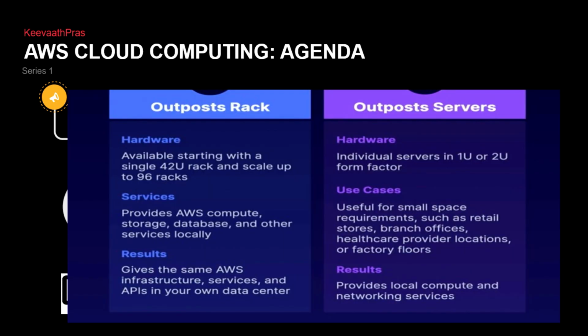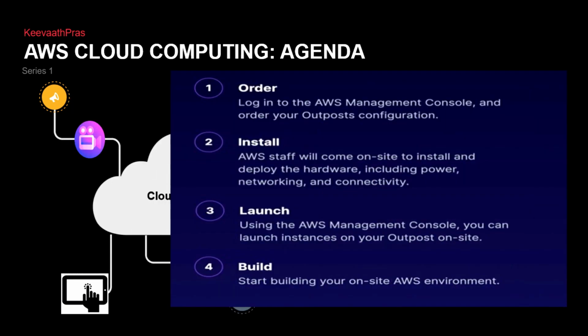All right. So what are all the families in the Outpost? In the Outpost, there is rack and server. So you have the hardware, the services, and the result: the same AWS infrastructure services and API in your own data center. Sometimes you can use it for small space requirements such as a retail store, branch office, healthcare provider locations or factory floors. So these are some of the families of the Outpost. You can just go over it, it is just for understanding.